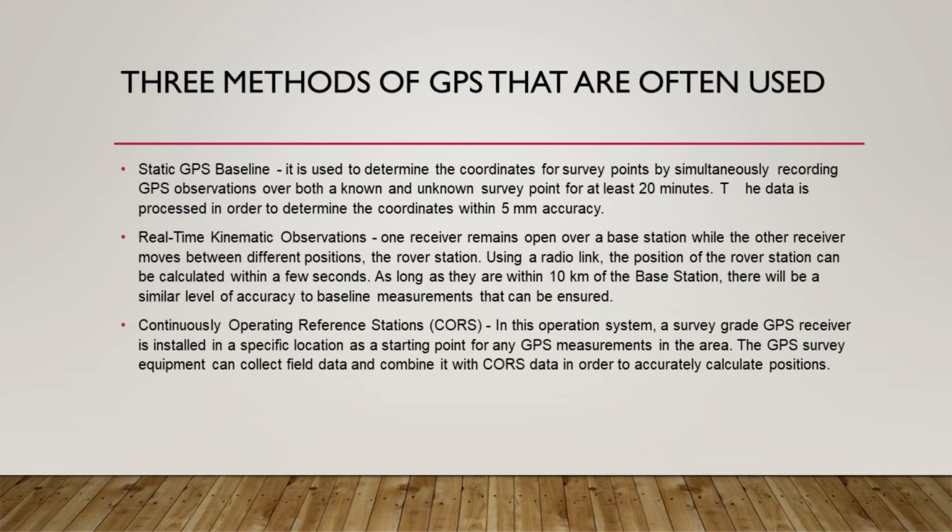Number 3, the third one, is the continuously operating reference stations or CORS. In this operation system, a survey-grade GPS receiver is installed in a specific location as a starting point for any GPS measurements in the area. The GPS survey equipment can collect field data and combine it with CORS data in order to accurately calculate positions.